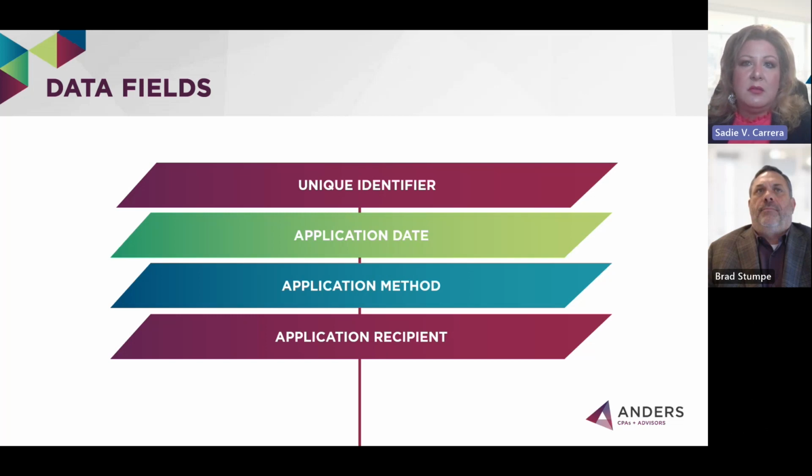Application method. The application method is by what means was this application submitted? Was it submitted in person, telephone, online, by mail? We're going to report how that application was actually taken. Now, application recipient. Was this application submitted directly to your institution or to an affiliate? Or was it indirectly through a third party or a broker?